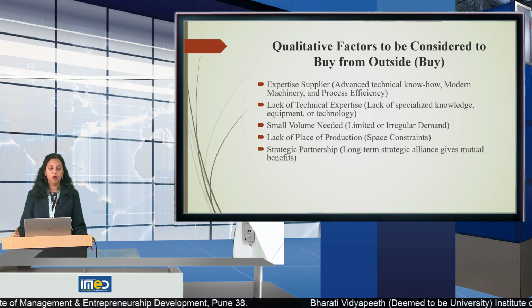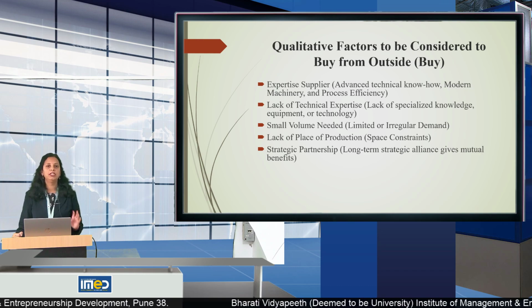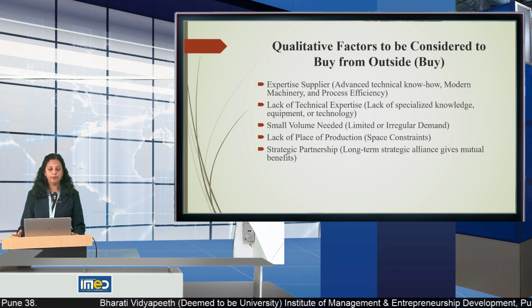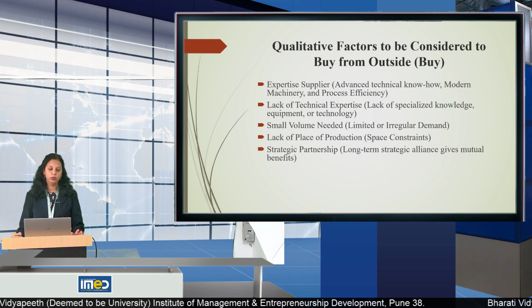Sometimes a very small volume is needed. Sometimes the company gets a big order, and due to the limitations of capacity available, they cannot manufacture it in-house. So it is better to go for outsourcing for that particular order only. Then lack of space for production. There are some space constraints. The company's capacity is fully utilized, so the company cannot go for manufacturing. Then it is better to go and buy the product from the supplier.